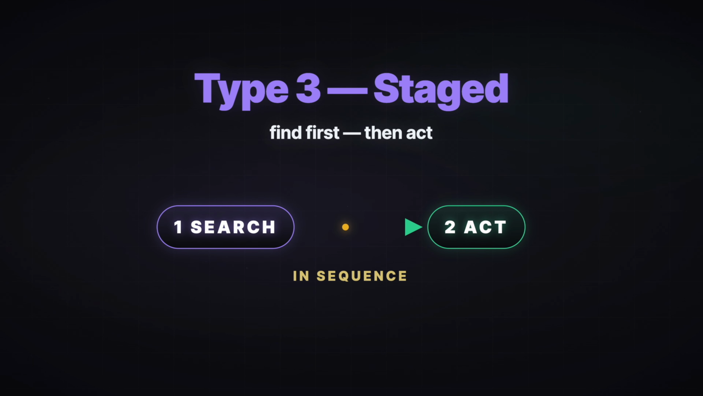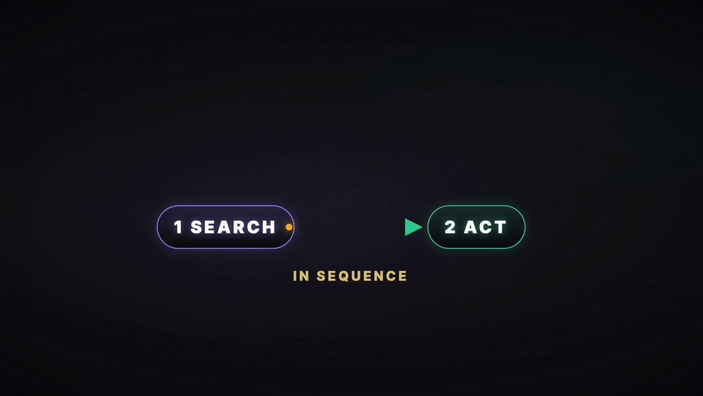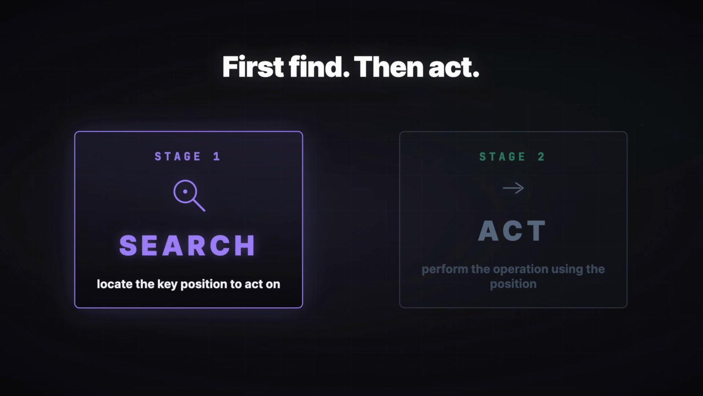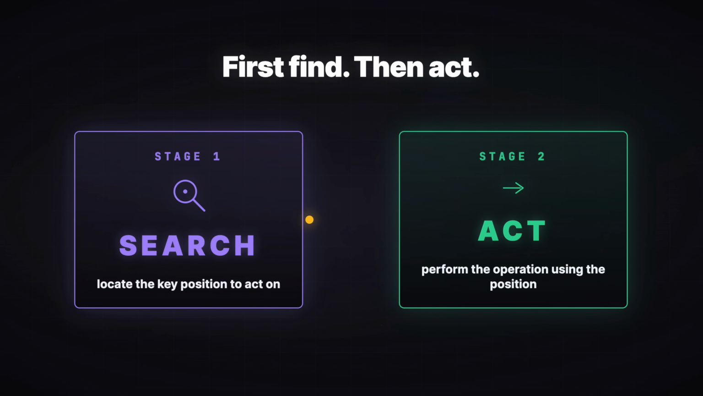The third type is staged traversal. This one is a little different. In staged traversal, one pointer first searches for an important position. After that position is found, another pointer is used to complete the operation. So the algorithm happens in stages. First, find the key location. Then, act based on that location.